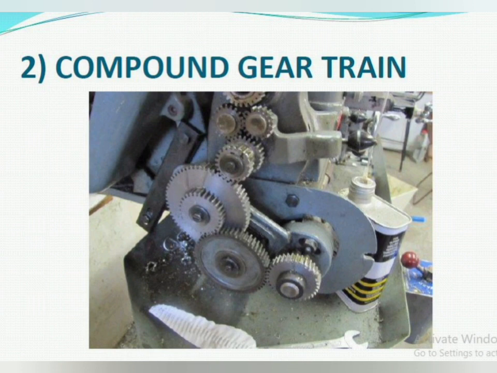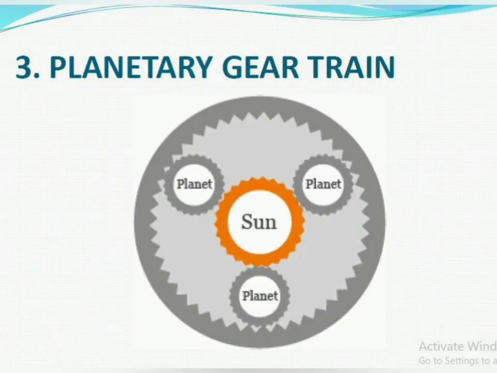And another type of arrangement is planetary gear train system. So as you can see, the center one is called sun, the central small gear is called sun. Gears over the sun are called planet gears, and the outer larger one is called ring gear. So I hope you got a brief idea about how the power transmission elements are working.